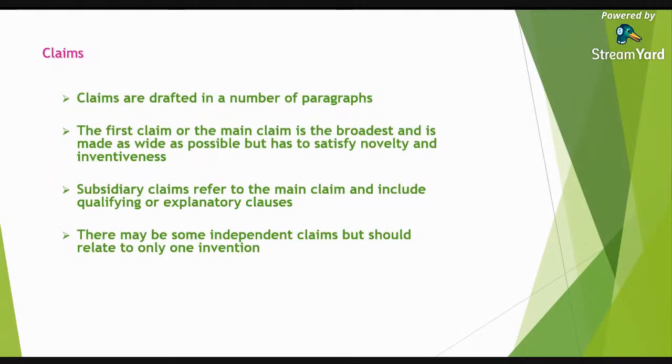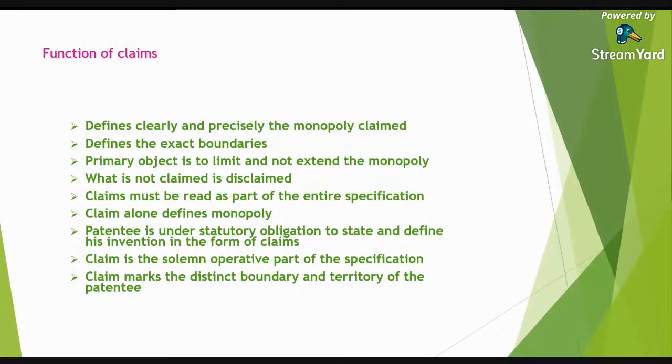So claims are drafted in a number of paragraphs, so that we just saw. The first part or the main claim is the broadest. So we are going from broadest to narrowest, covering both. The function of the claim is they define the exact boundaries of your invention. The primary object of the claim is to limit and not extend the monopoly of the claims. What is not claimed is disclaimed.